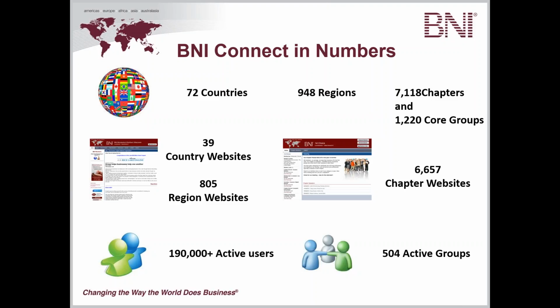For example, if you are here in the United States, you're listed in 3 different places: on a country site, a region site, and your chapter site, all of which have 3 distinct URLs. So if you go to bniamerica.com, for example, you can do a search for any member in the United States, and everybody has a profile up there on bniamerica.com.